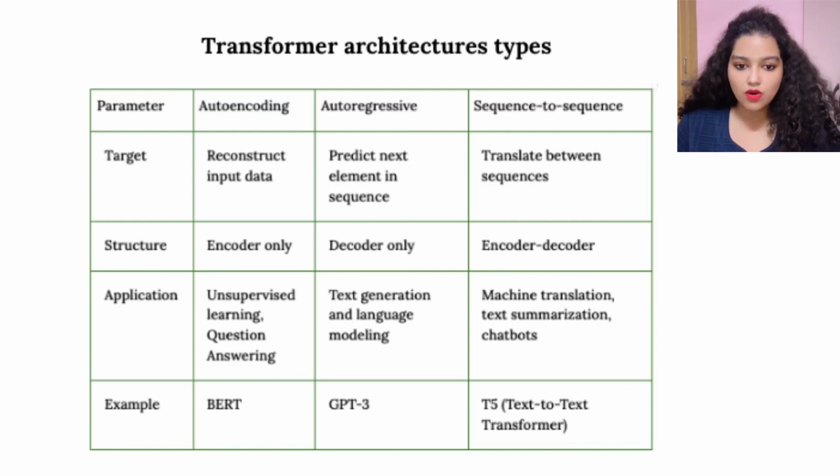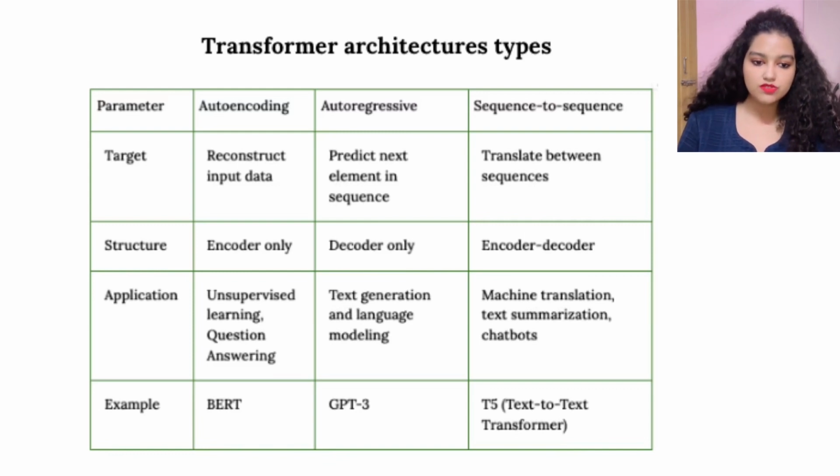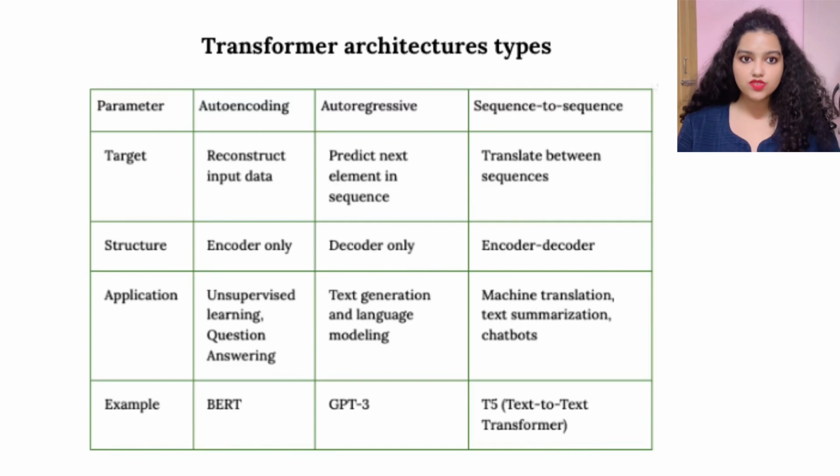Then the structure: auto-encoding has the encoder only, auto-regressive has the decoder only, and sequence-to-sequence has both the encoder and decoder. Next, applications. Auto-encoding is used for things like unsupervised learning and question answering, auto-regressive is used for text generation and language modeling, and sequence-to-sequence is used for machine translation, text summarization, and chatbots. Now we have the examples for each: BERT, GPT-3, and T5 text-to-text transformer.